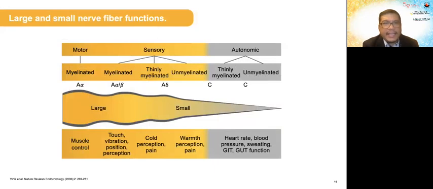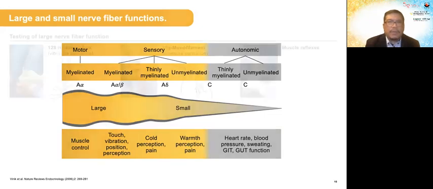Another way of classifying neuropathy in patients with diabetes is to look at the affected nerve fibers. So you may have large or small nerve fiber function, meaning large or small myelinated, thinly myelinated, or unmyelinated nerve fibers. As you can see here, motor affectations will most likely affect the myelinated large nerve fibers, so motor control will be affected. Touch, vibration, position, and perception may affect myelinated large to small fibers as you go along this illustration. So again, this is one way of classifying diabetic neuropathy.